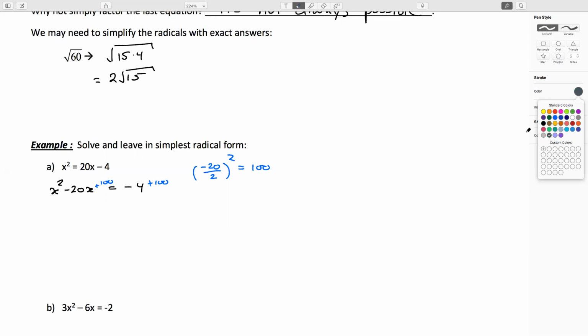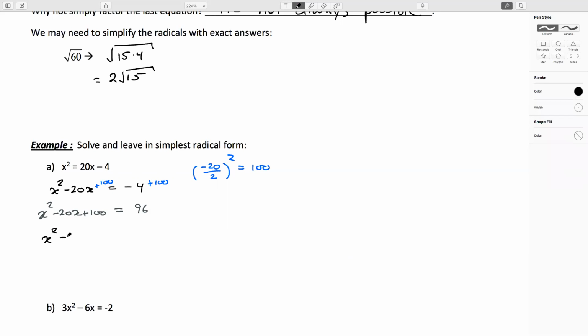Now x squared minus 20x plus 100 equals 96. This side of the equation is a perfect square trinomial, and it can be written as x minus 10 squared equals 96. We then have to go ahead and take the square root of both sides. X minus 10 equals the square root of 96.